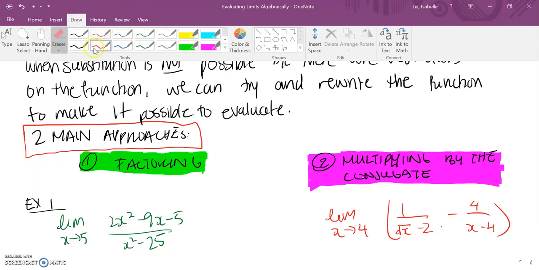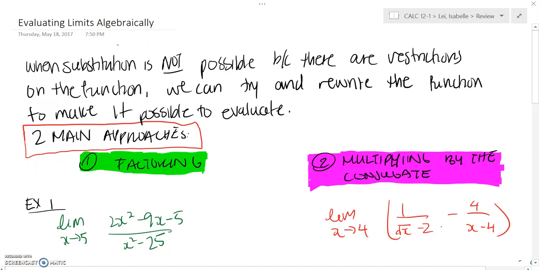So when substitution is not possible, because there are restrictions on the function we're trying to take the limit of, we can try and rewrite the function to make it possible to evaluate, because up until now we have used substitution to evaluate a limit, because all of the functions we have analyzed are known to be continuous. However, there are limits where substitution cannot be evaluated without rewriting it.